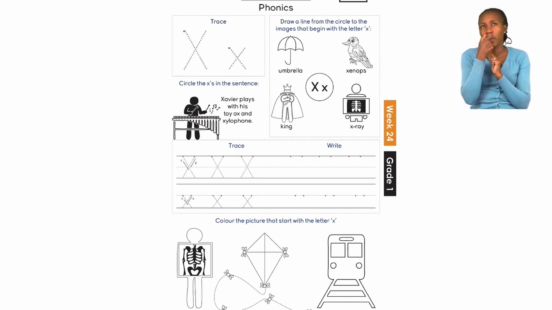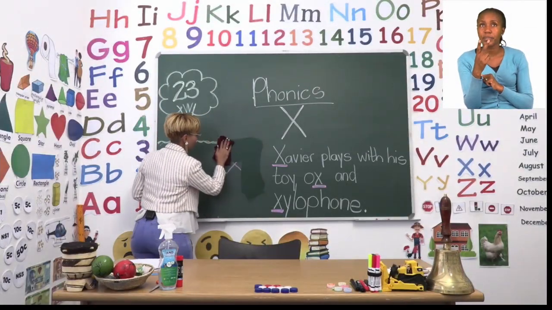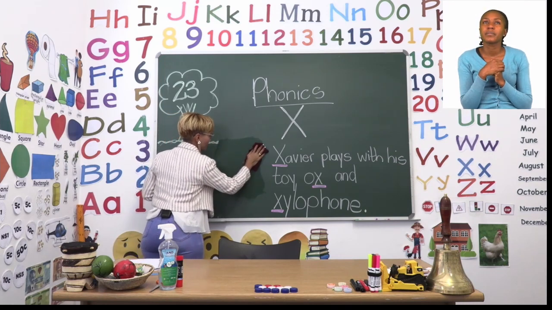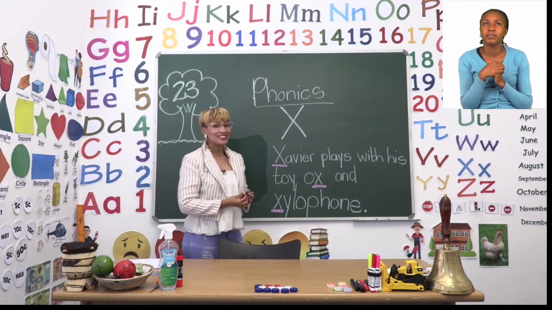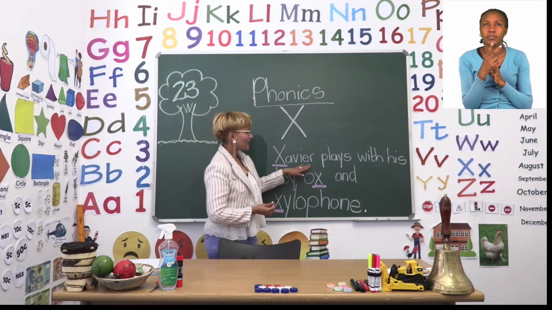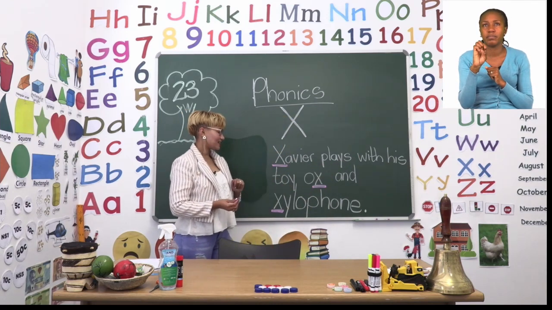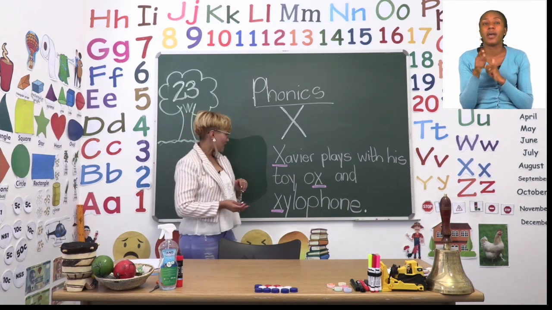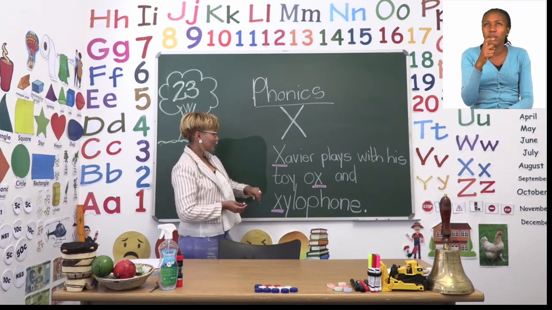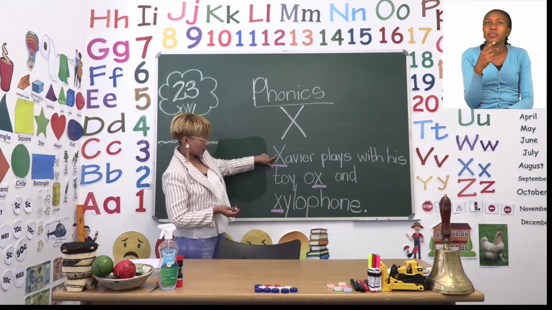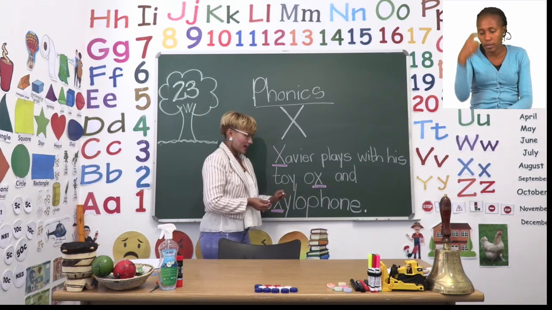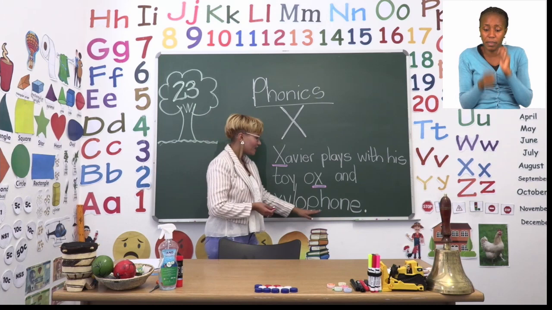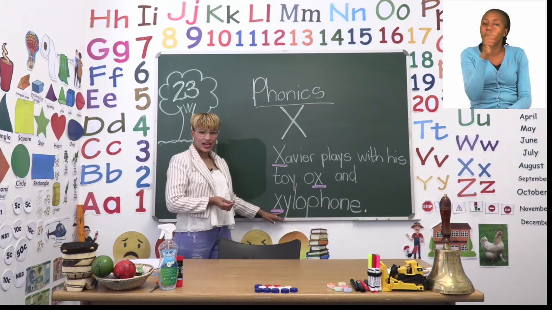Now, I copied this sentence on the board for you as well, so you can have a look. I'm going to take this one off so that you don't get confused. It says, Xavier plays with his toy ox and xylophone. In the sentence, you can see the name, in this case, Xavier, starts with an X. The word ox has an X in it. And the word xylophone has an X in it as well.